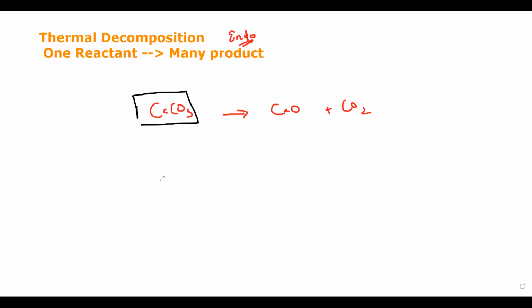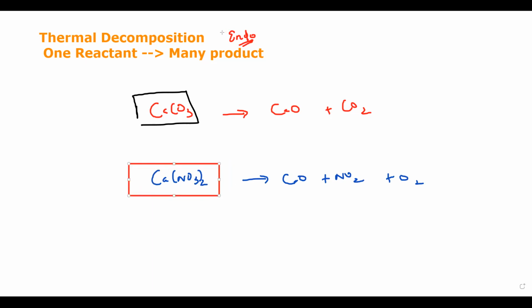Same thing if I have calcium nitrate. We supply heat energy, it forms calcium oxide plus nitrogen dioxide plus oxygen. So what is this reaction? That is also thermal decomposition. How? Because there is only one reactant and you have many products. So whenever one reactant produces many products, that type of reaction refers to thermal decomposition, and it is always endothermic because heat energy is taken in when you carry out this change.